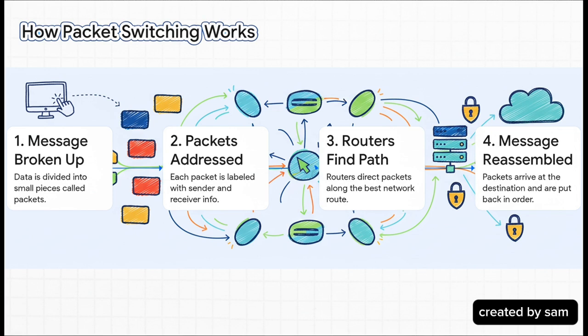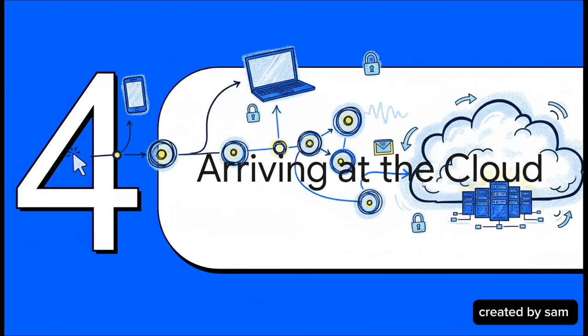This whole system is called packet switching, and it's what makes the internet so incredibly resilient. It's the reason why when your video call gets a little glitchy, it can fix itself in a second. It doesn't have to restart the whole thing, it just asks for the missing packets to be sent again. Genius, right? All right, section 4, arriving at the cloud.